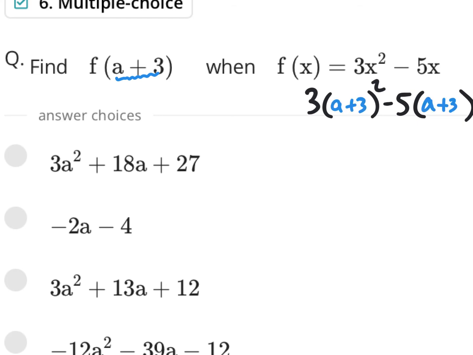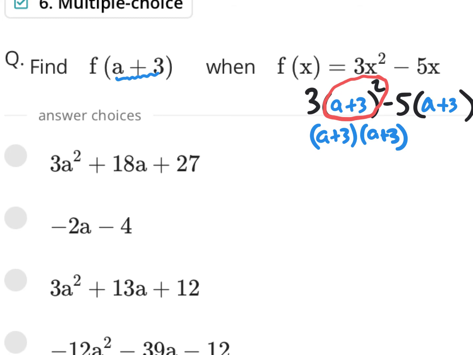And now that I plugged in the a plus 3, now I need to do the correct order of operations. We will begin with exponents, even before multiplying by 3 or even before subtracting 5 and all that other good stuff. So let's do that binomial, a plus 3 times itself. That's what squared actually means, to multiply it with itself.